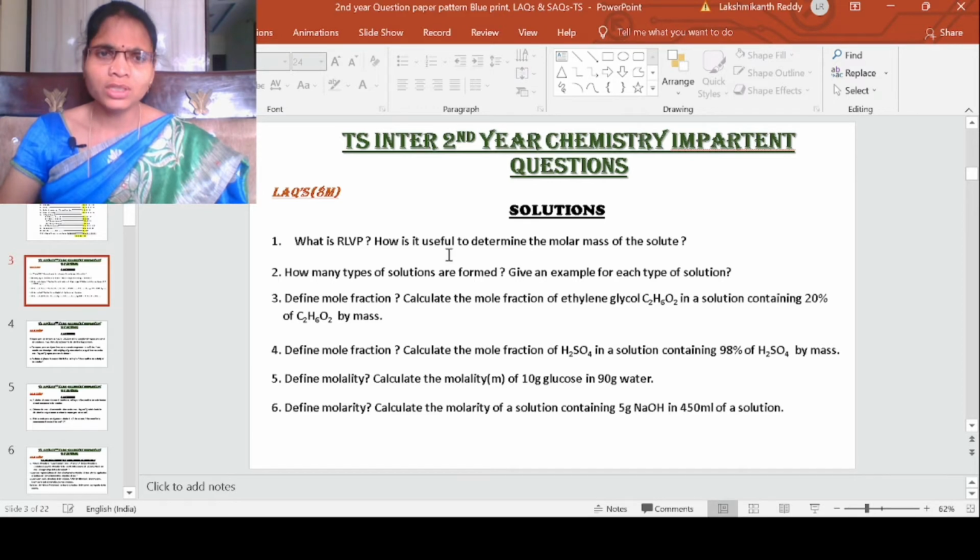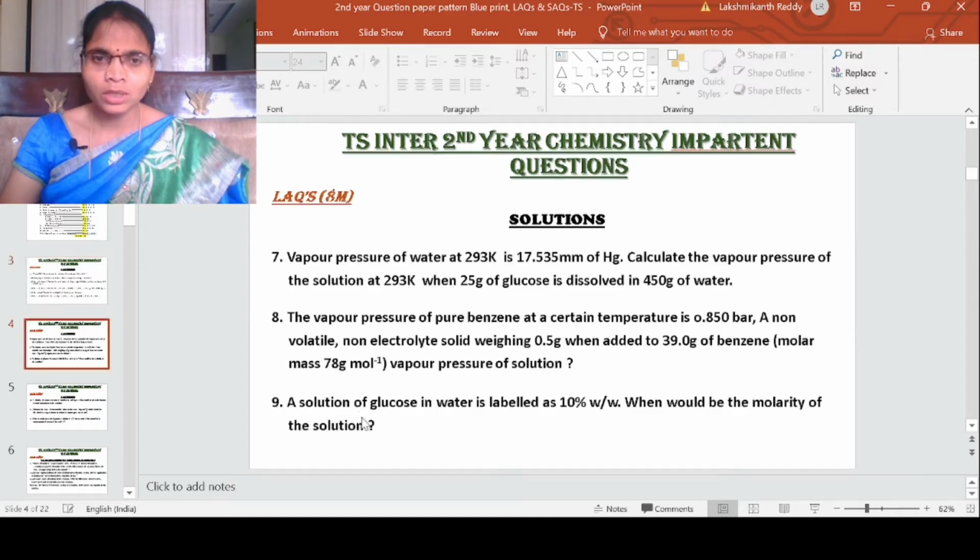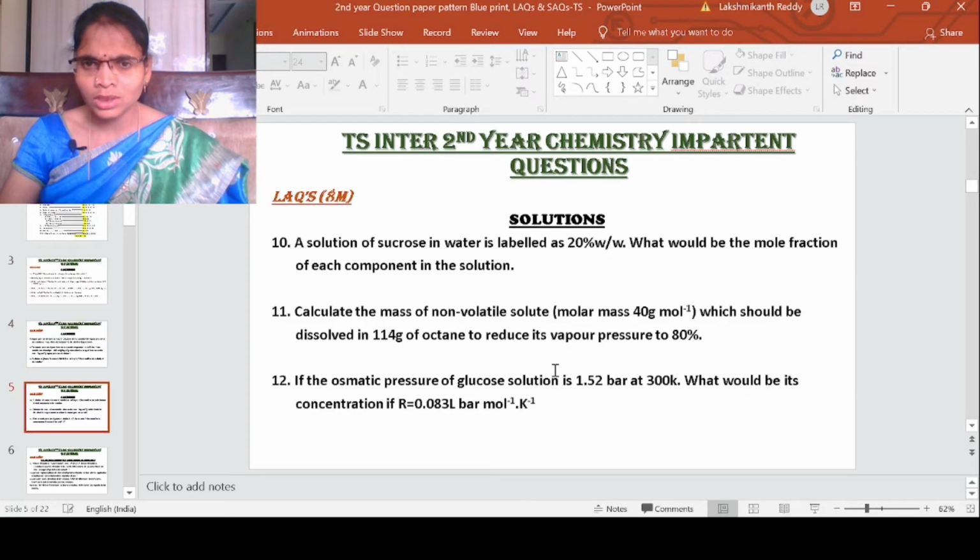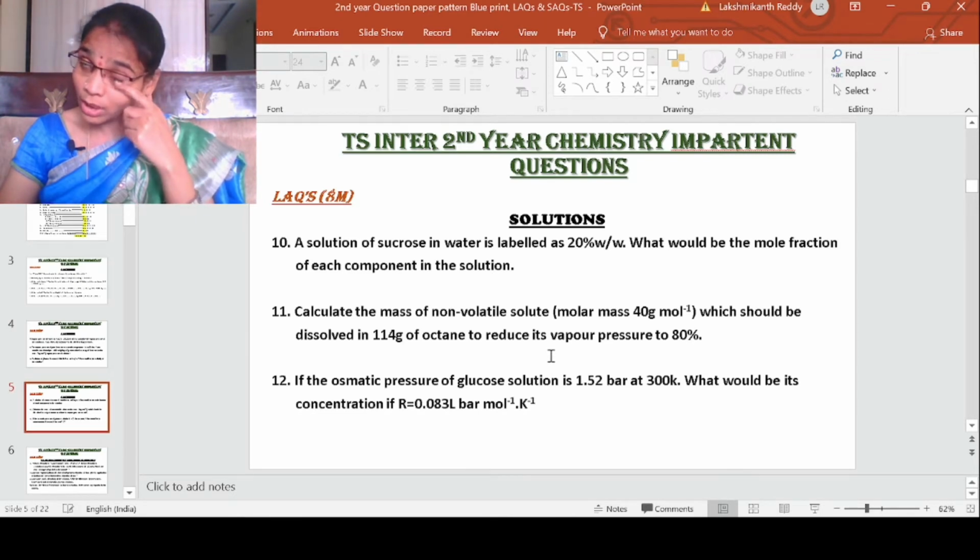From solutions, Raoult's law problems we know very well are very important questions. First, how many types of solutions? Then problems on mole fraction. This is also a problem on mole fraction, and a molality problem. Then this is a Raoult's law problem, the 7th question, and the 8th question is also a Raoult's law problem. Then this is a molarity problem again. So concentrate on the Raoult's law problems, molarity problems and molality problems.